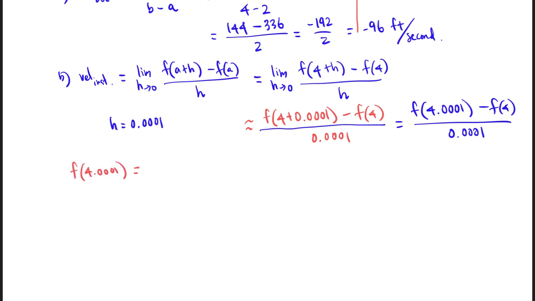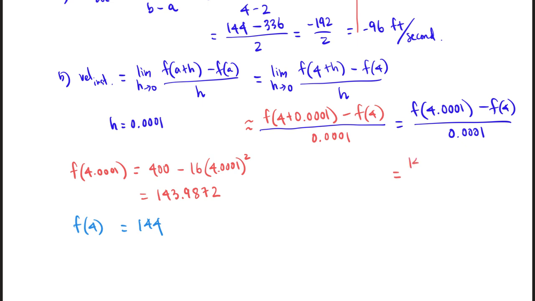We still need to evaluate this expression to approximate the instantaneous velocity, where f of 4.0001 is, we plug this into the given function, 400 minus 16 times t, which is now 4.0001, and then we square it. If we plug this in a calculator, we will get 143.9872. It suffices to give 4 decimal places in the intermediate step. Earlier, we also computed f of 4, and we saw that f of 4 was 144.